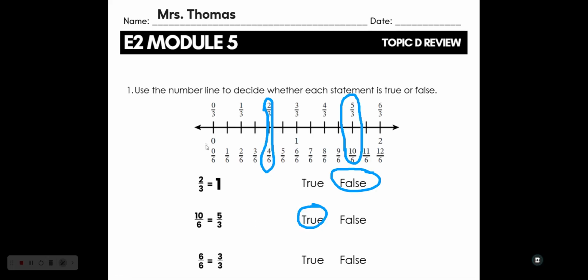All right, and now I'm starting with 6/6. So I'm going to go to 6/6. Here it is. I'm going to circle the equivalent fraction. And it should be 3/3. Is it 3/3? Yes. And also, look, you have 1 whole right here. So it could also be 1. That would have been an acceptable answer. There we go.